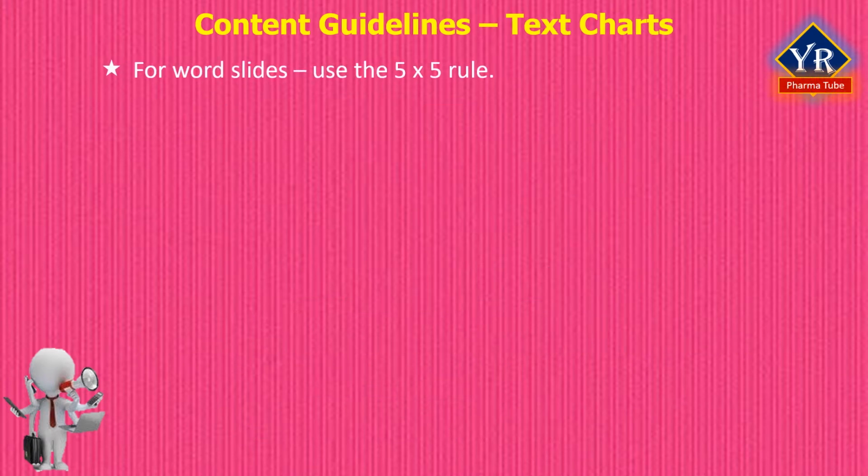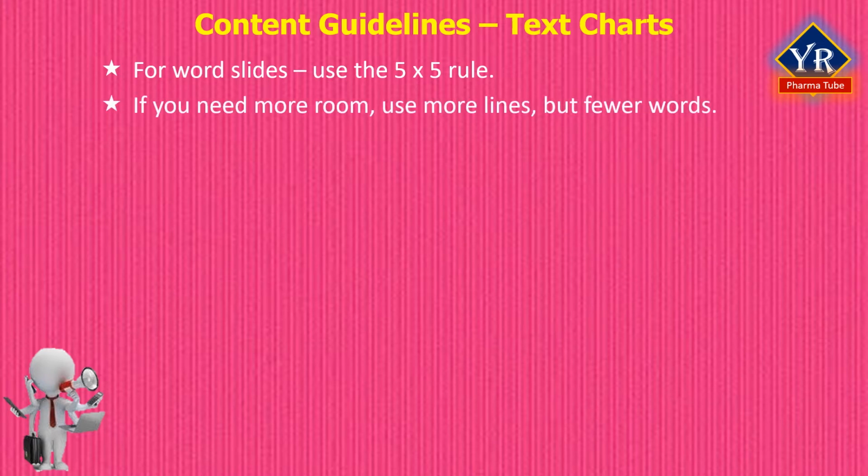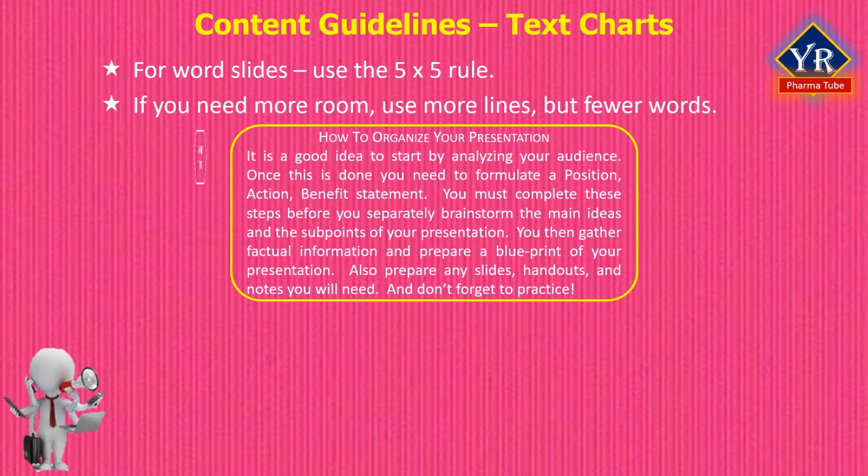For word slides, use the 5 into 5 rule, that is 5 lines with a maximum of 5 words per line. This will result in no more than 25 words in the body of the slide, excluding the title. If you need more room, as in the figure, use more lines but fewer words. There is no need to repeat every word in your presentation. You simply want to reinforce your main ideas for the audience.